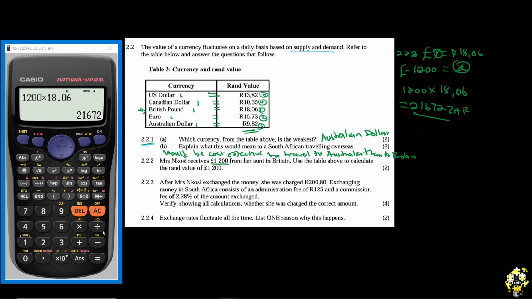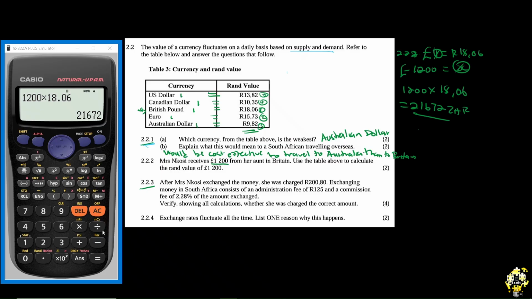So, this is unrelated. This is so unrelated, but I guess this can be a bonus. After Mrs. Nkosi exchanged the money, she was charged. The reason why I say it's unrelated is because this is where we are. We are trying to make you understand how to exchange, but it's fine.